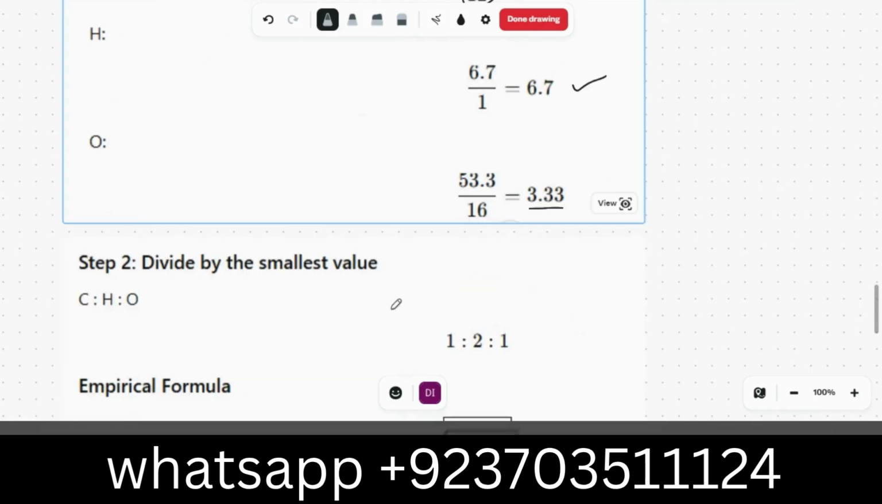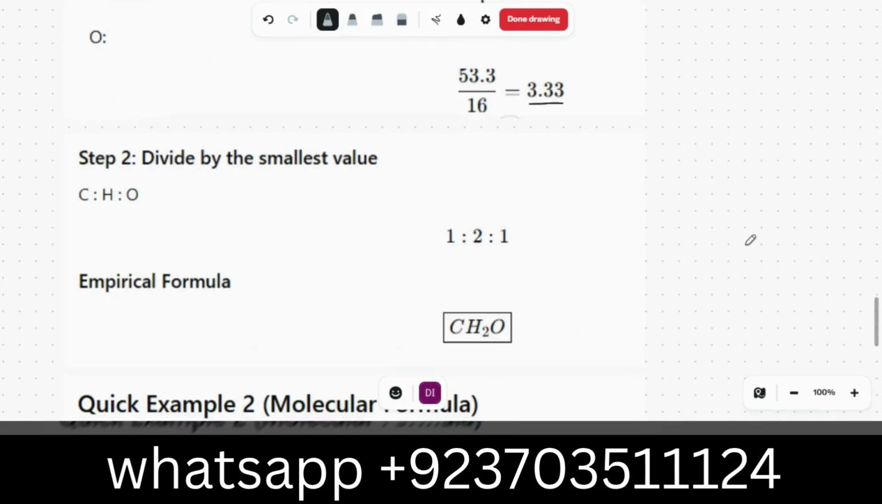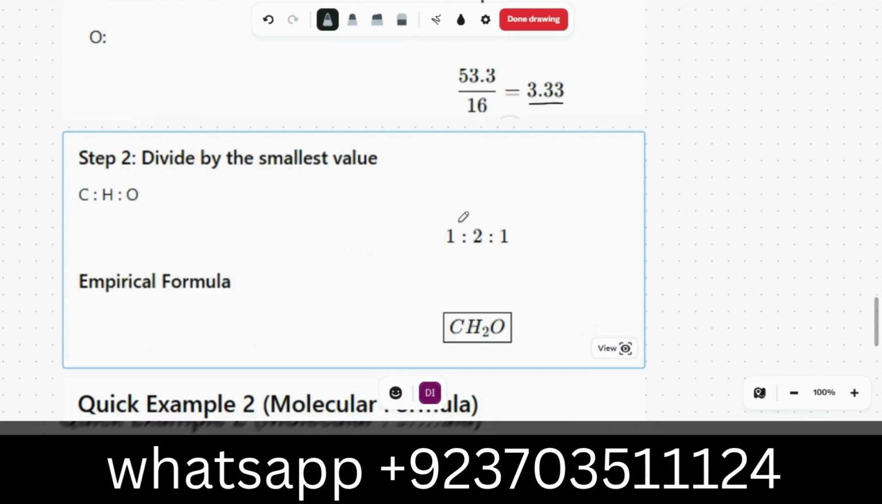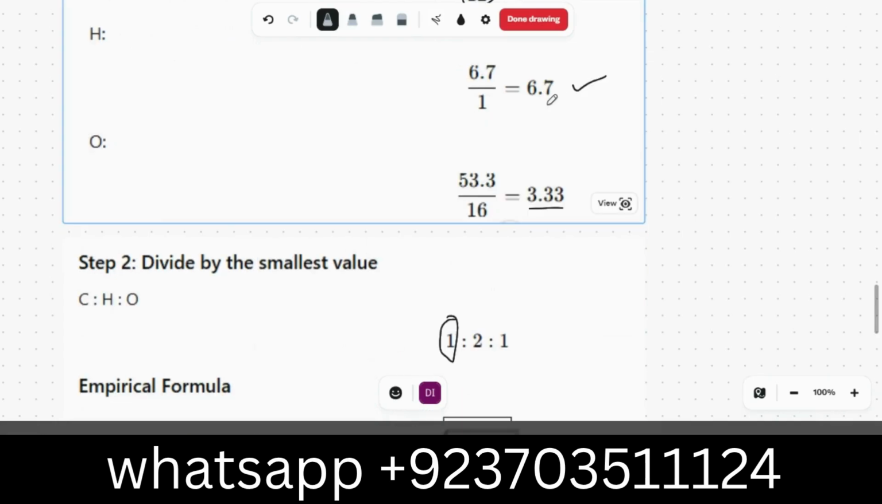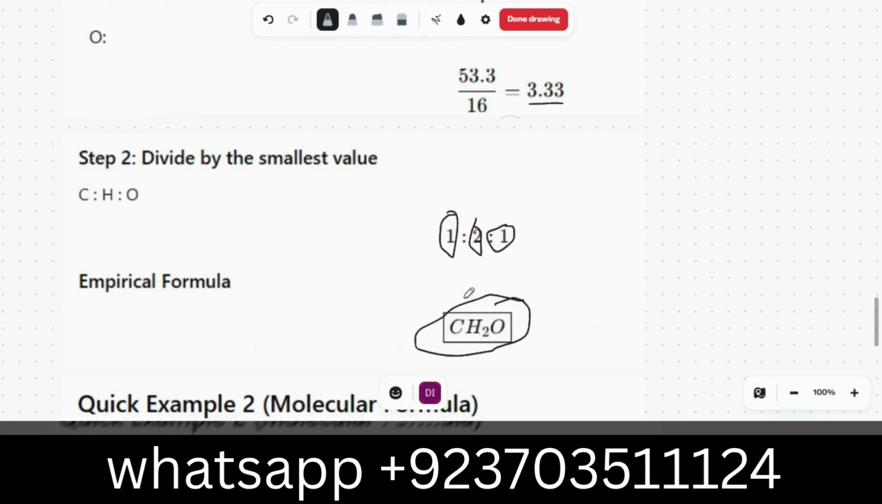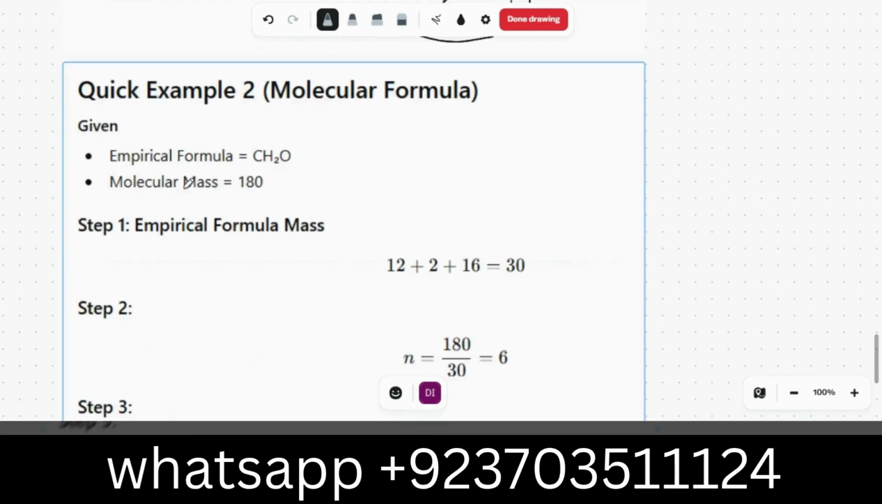Now step 2 is divide by the smallest number. Smallest number is 3.33. So when we divide 3.33 by 3.33, that will give us 1. Okay, carbon is 1, and hydrogen is 6.7 divided by 3.33, that is roundabout 2, oxygen is 3.33 divided by 3.33, that is 1. So the empirical formula for this compound is CH2O. CH2O, yes.